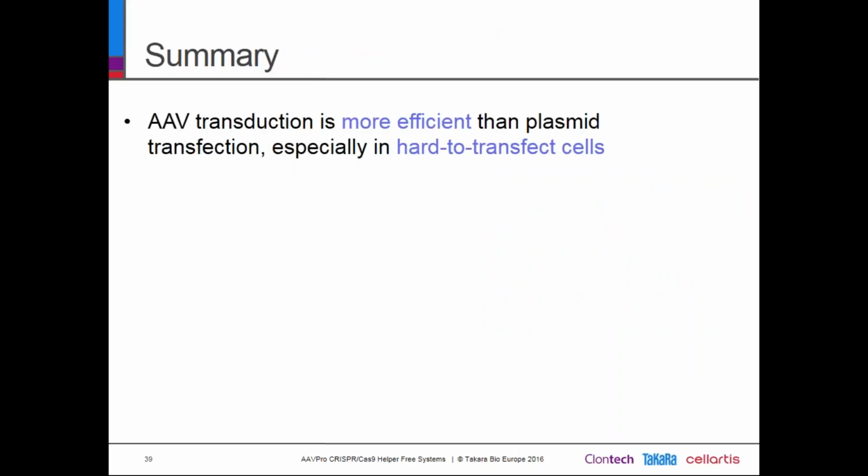So this brings me to the end. I would like to summarize the second part. As we just saw, AAV transduction is a very efficient method, especially in hard to transfect cells compared to plasmid delivery. Another interesting point with the AAV is that it's also suitable for in vivo delivery, and as I said, AAV2 targets brain, liver and muscle cells in vivo.